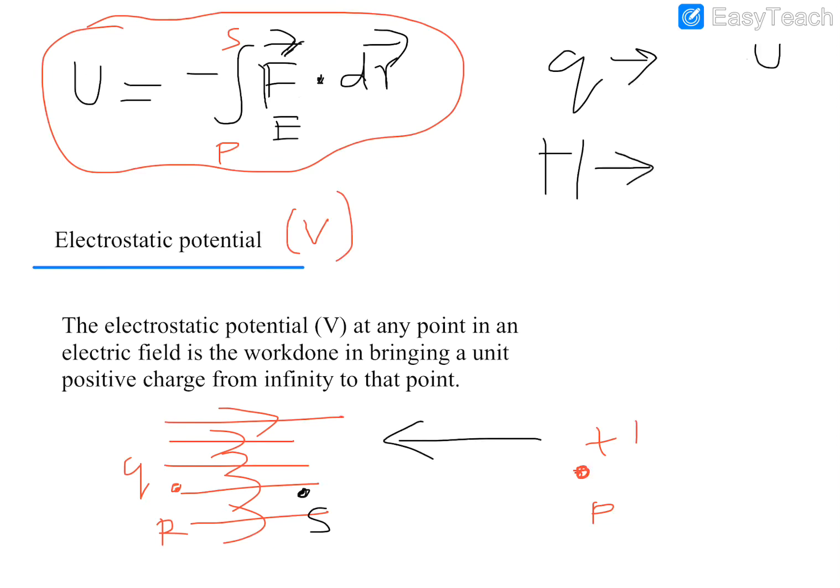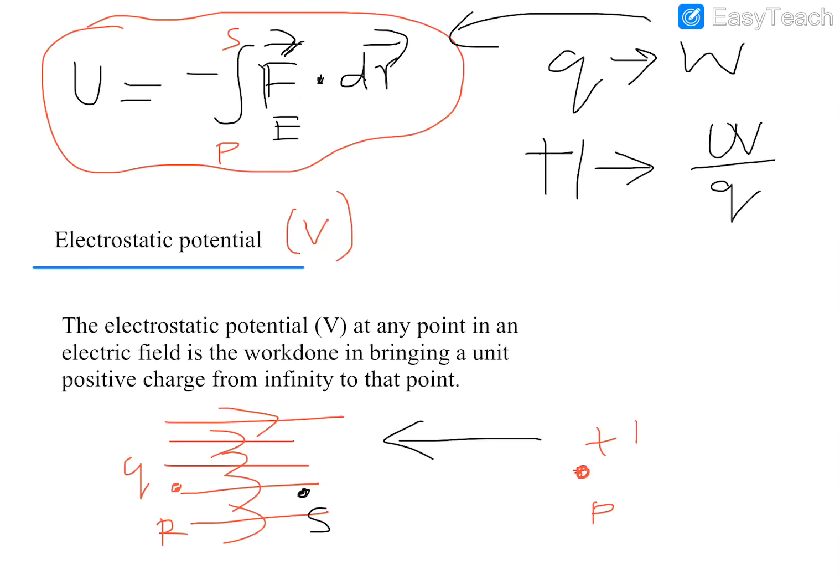Then for plus 1 charge, how much is the work done? It is nothing but U by Q, isn't it? Because for Q charge you are doing a work W, and this W is stored as potential energy U. Then for plus 1 charge, how much work do you need to do? That is W by Q.